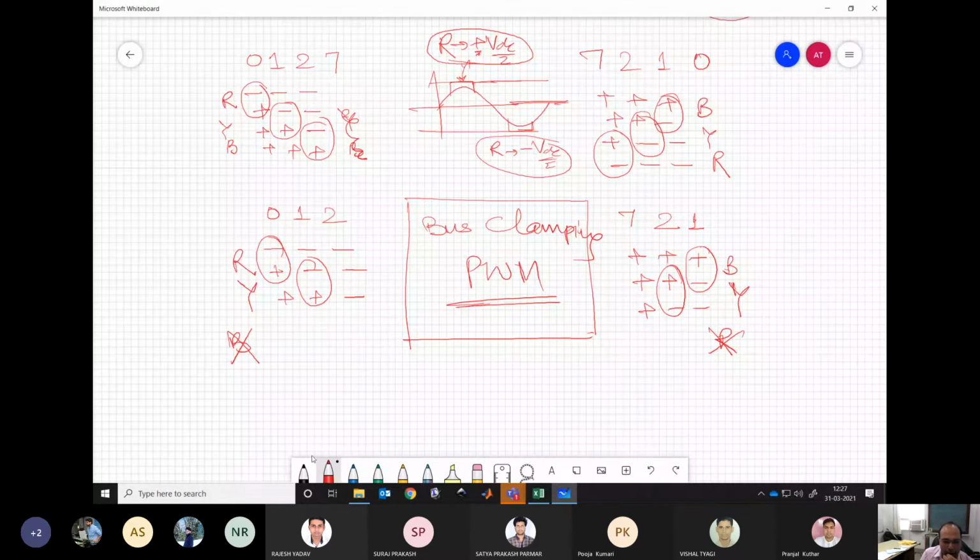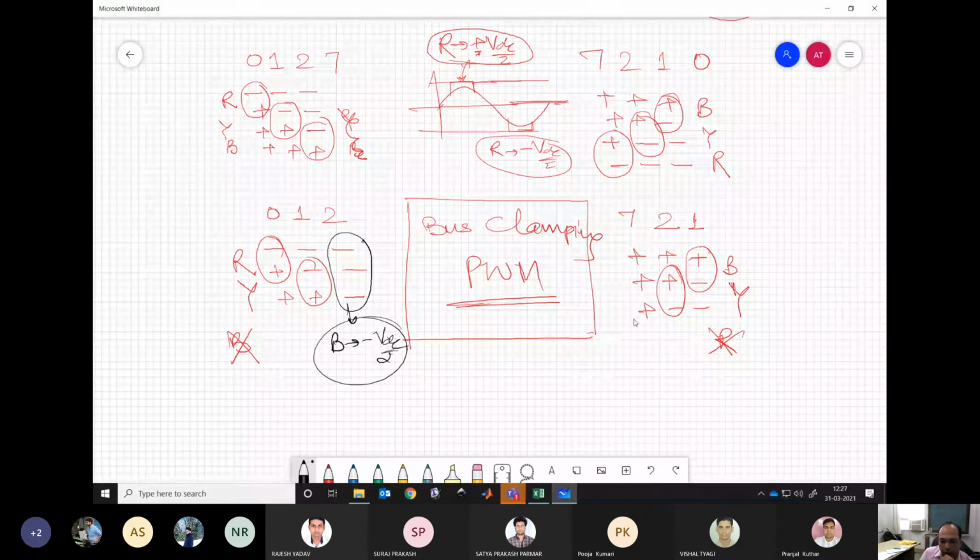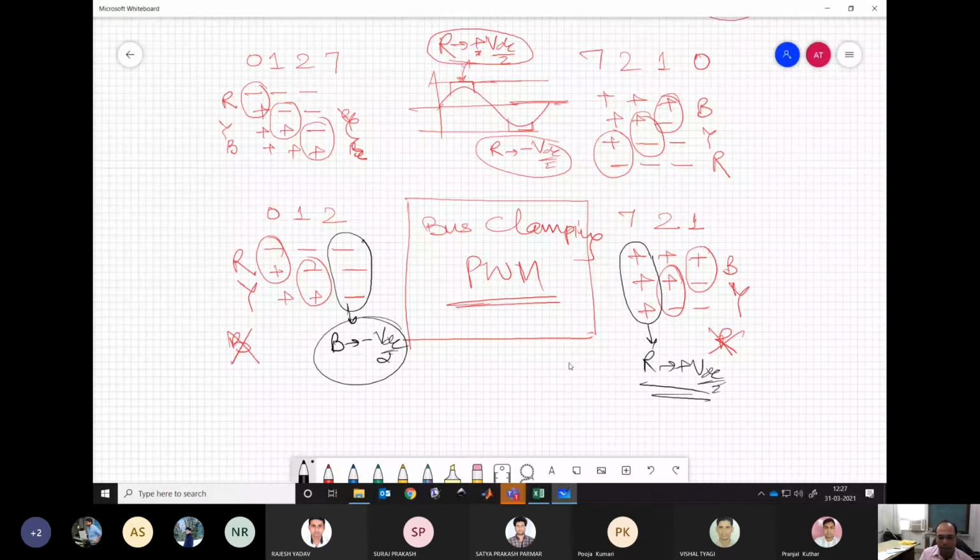Now you see here what is happening with B phase. It is clamped to minus VDC by 2, isn't it? Similarly here, what has happened to R? It is clamped to plus VDC by 2. Getting some similarity? Any confusion in this?